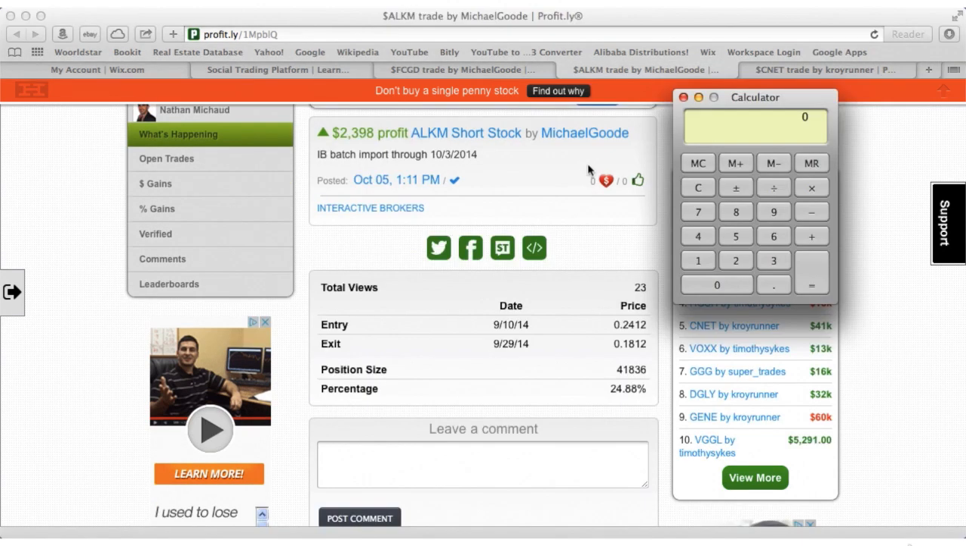So here's another example of a short trade, a short sell, and this person made $2,398, so pretty much $2,400. So let's see. He got fronted 41,836 shares. You can see the position size. So at 24 cents and pretty much 24 cents. So let's do the math on that.